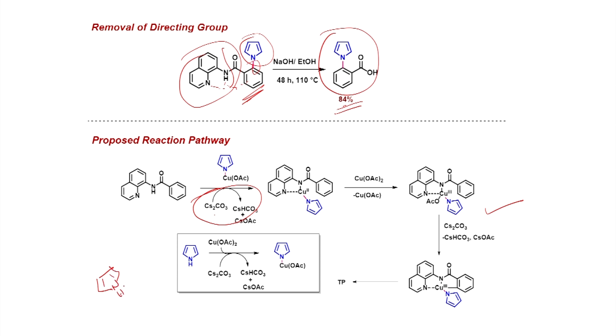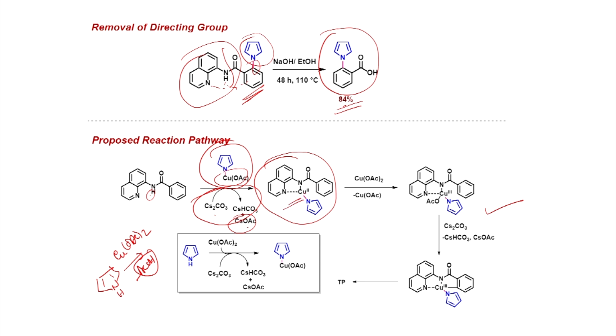So, when you have this pyrrole and react it with copper acetate, one molecule of acetic acid goes out, and then you will be able to have this copper 2 intermediate. Once you have this one, the base can deprotonate again and another molecule of acetic acid can come out. The acetic acid in the presence of base will be converted into cesium acetate. You have the copper 2 intermediate.